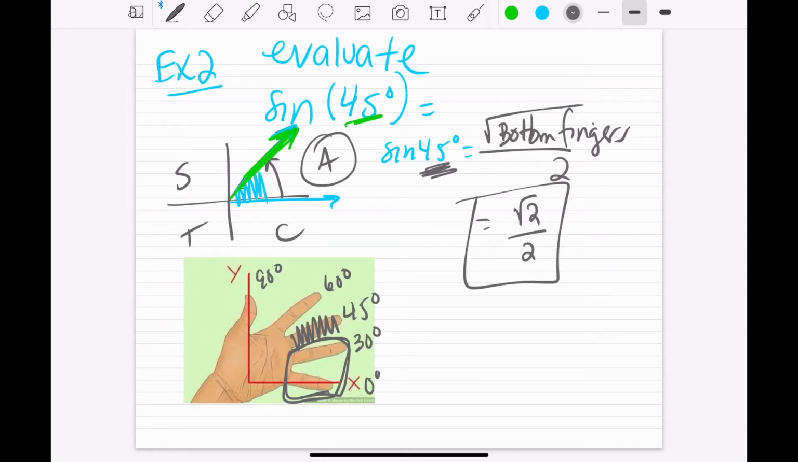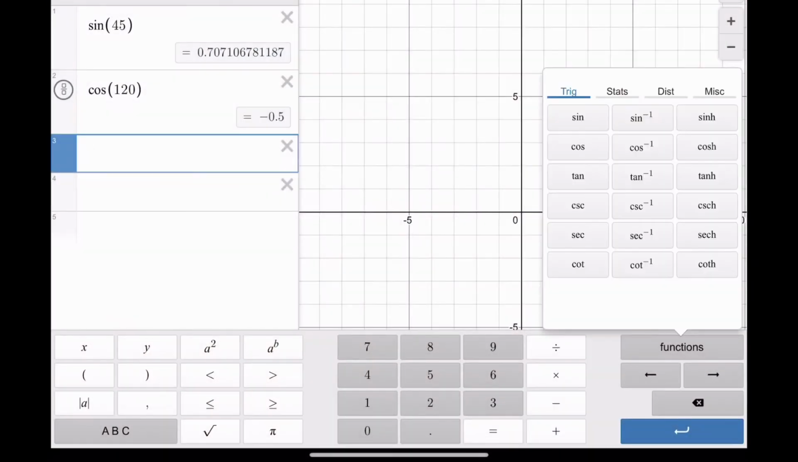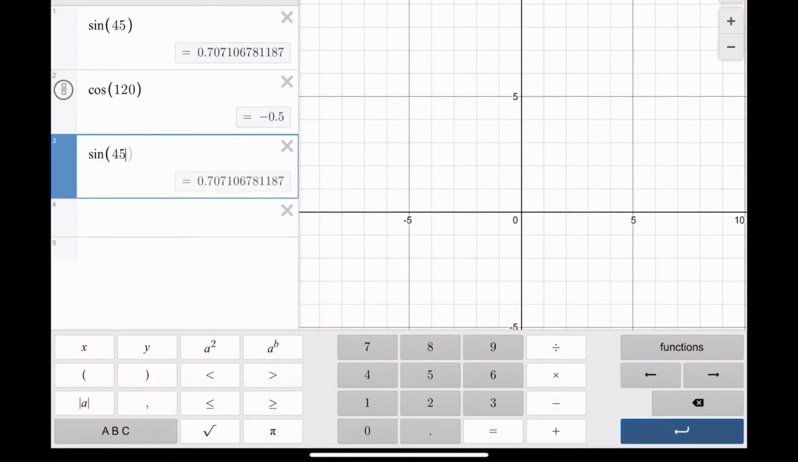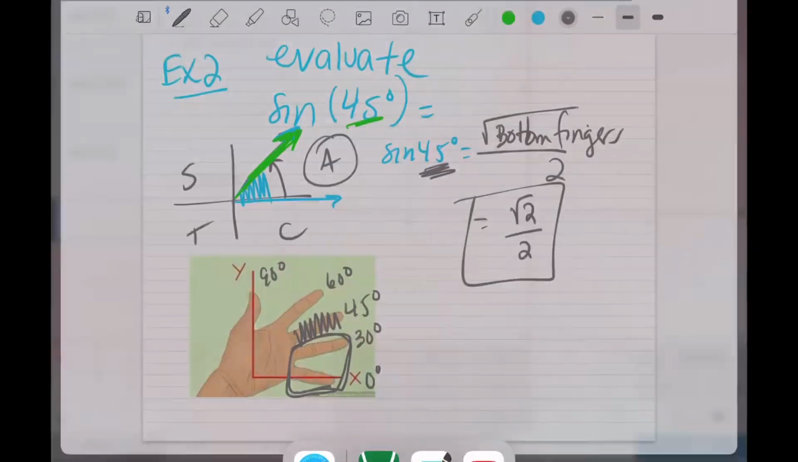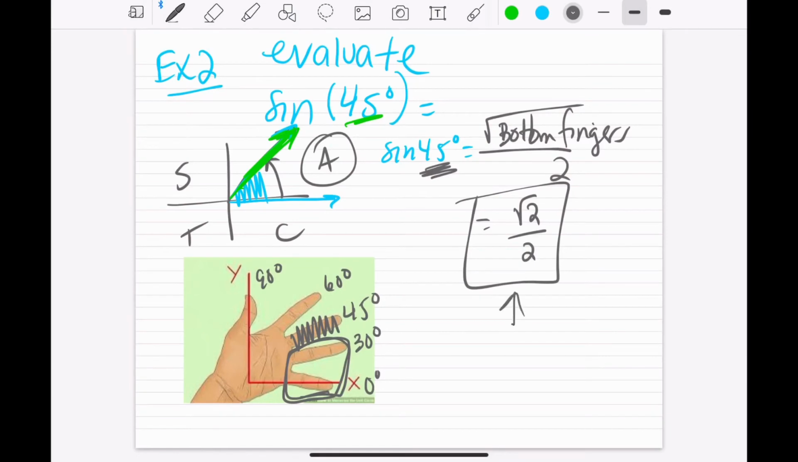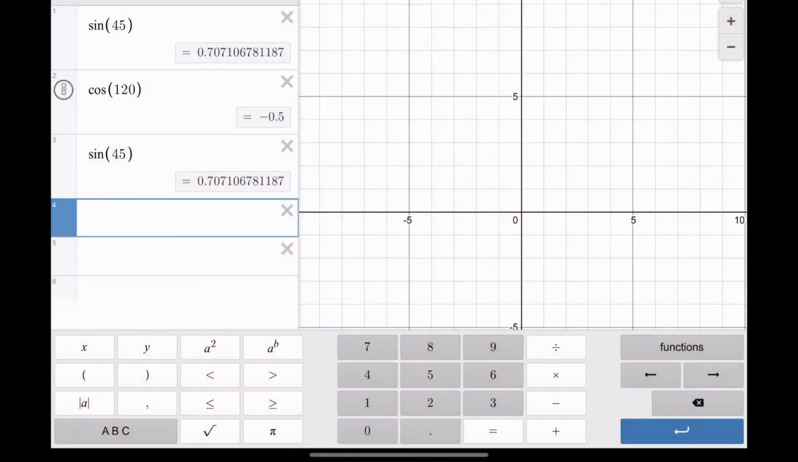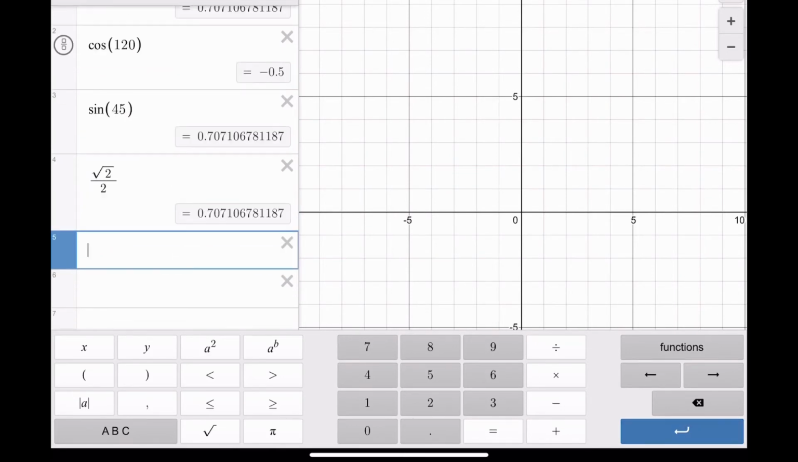This will be the last one we check on the calculator. Let's see if we are correct. The sine of 45 degrees. Our answer should be this decimal here, so let's try it. We got square root of 2 over 2. And as you can see, our answer is correct.